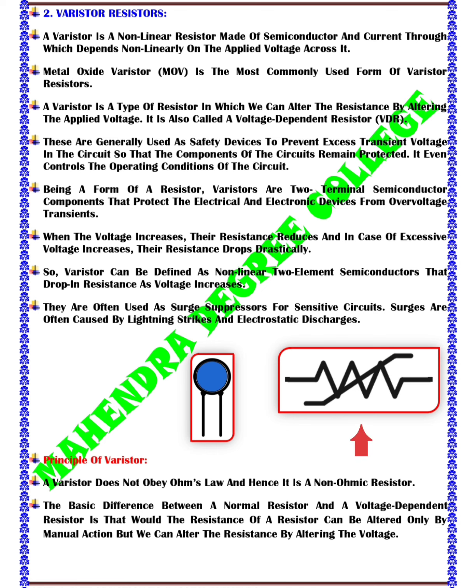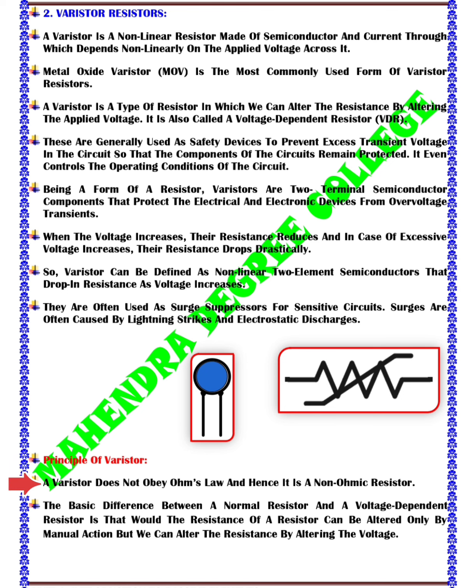The image shown as the standard symbol for a varistor in a circuit diagram is a zigzag line, similar to a resistor symbol, with two parallel lines extending from either side of the zigzag. This symbol represents the varistor's dual nature as a voltage-dependent resistor. Next, we discuss the principle of varistor.